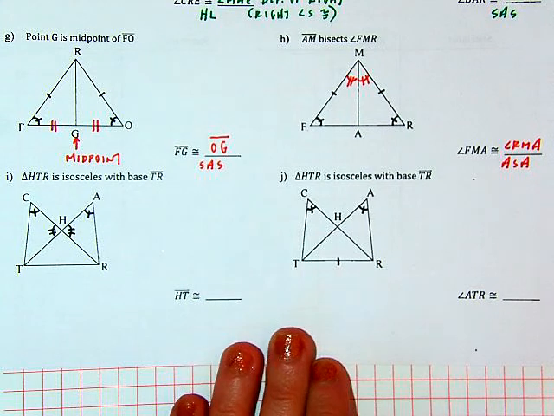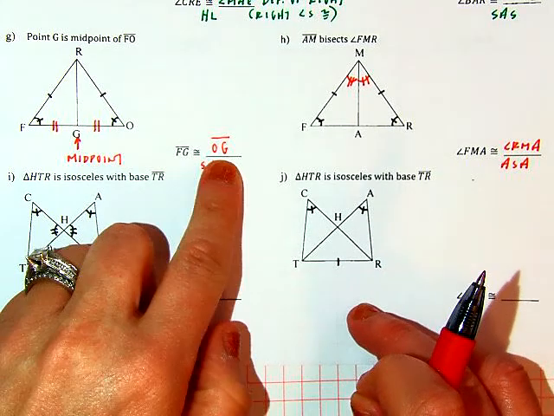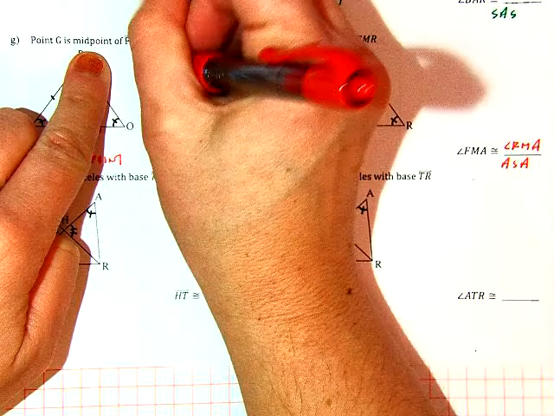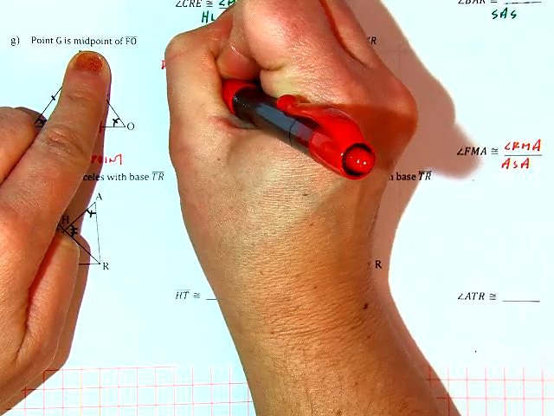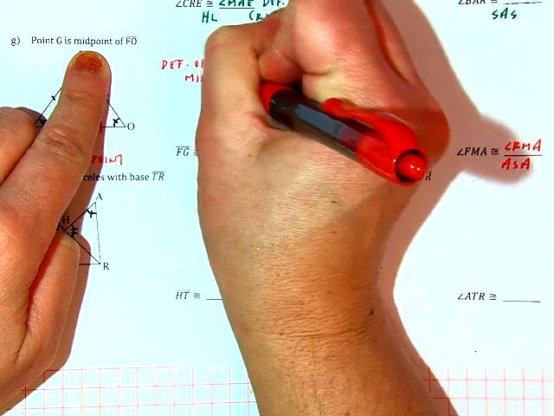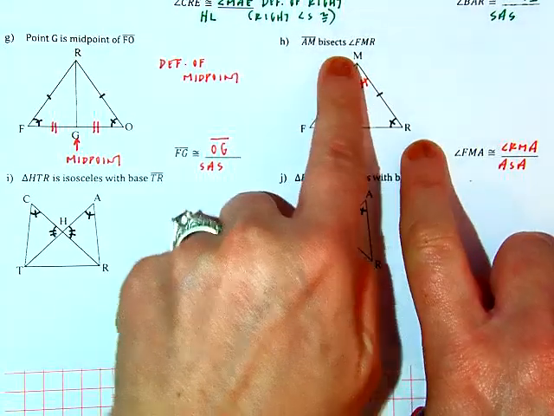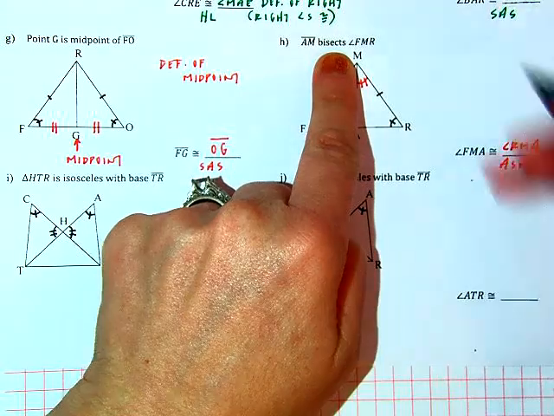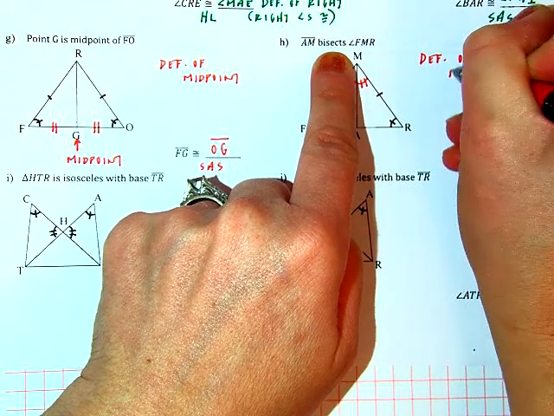All right, let me just add back in what my reason is for G and H. So for G, I can make this statement because that's what it means to be a midpoint. So definition of midpoint. And over here, I can make that connection because of that language bisect. So definition of bisect.